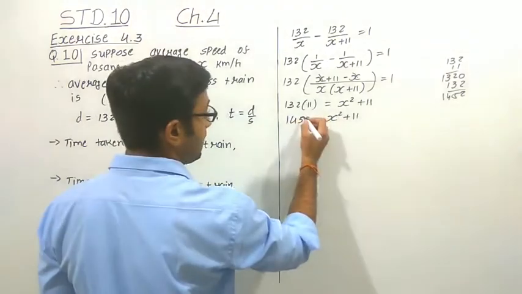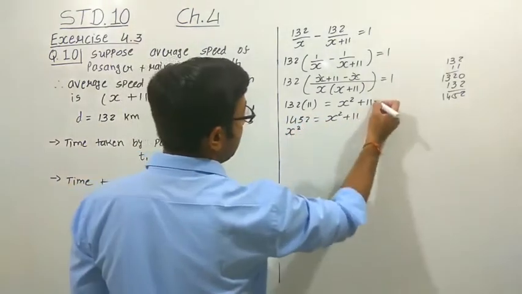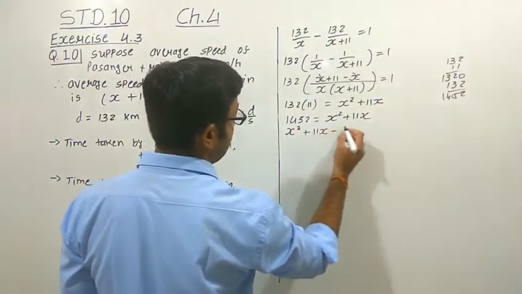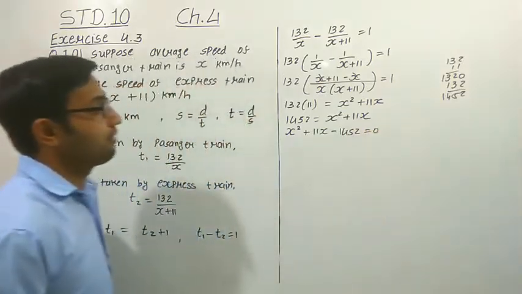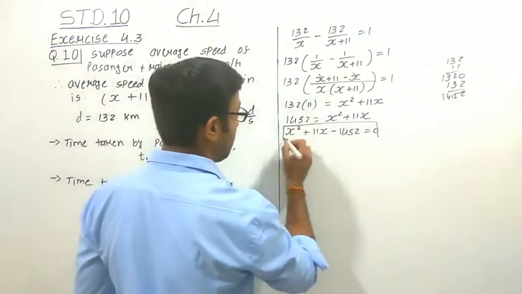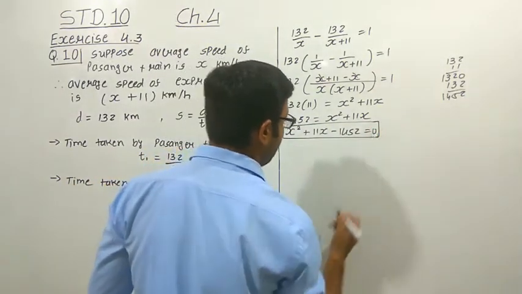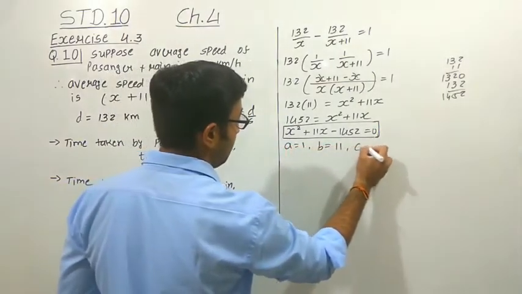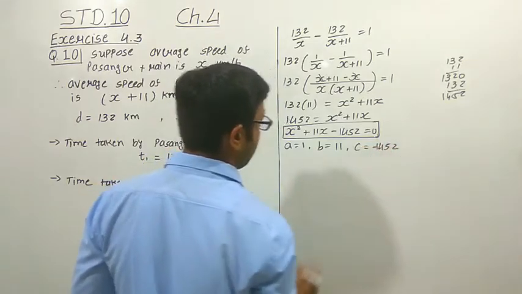Now take this to the right hand side, we get x square plus 11x minus 1452 is equal to 0. Right? Now this is the quadratic equation we get here. Now we have to solve this quadratic equation. Let us solve it using the quadratic formula. So a is equal to 1, b is equal to 11 and c is equal to minus 1452.